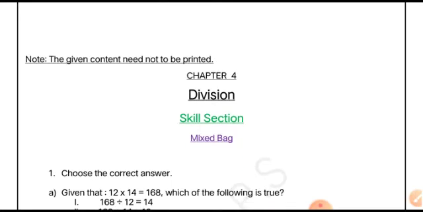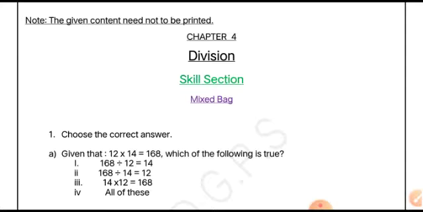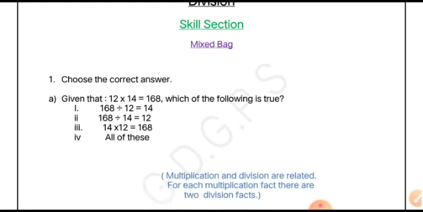Dear kids, today we are going to discuss the mixed bag of chapter 4, and the first question is a multiple choice question. Here you can see we have been given several options, and among them only one option is correct, and we need to tick it. This is bookwork. It is not to be done on the fair notebook.